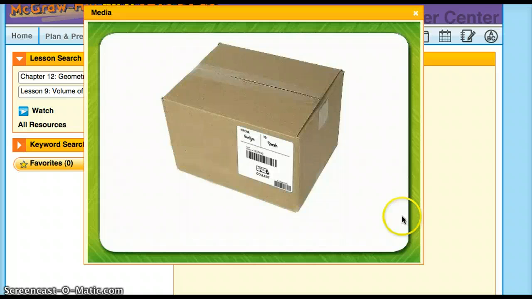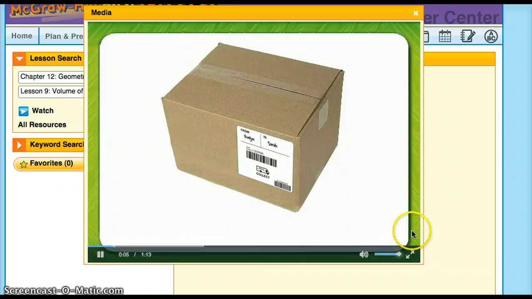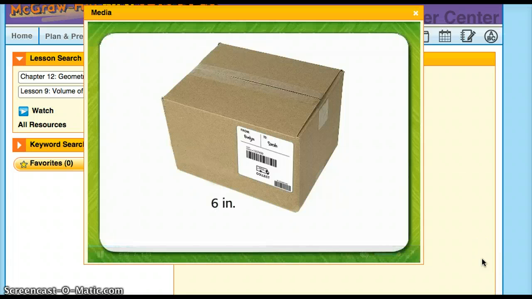Evelyn wants to mail a package of cookies to her cousin. How much space does the package have if it is 6 inches long, 4 inches wide, and 4 inches tall? In order to find the space inside the package, we need to find its volume. Let's use models to find the volume of the package.